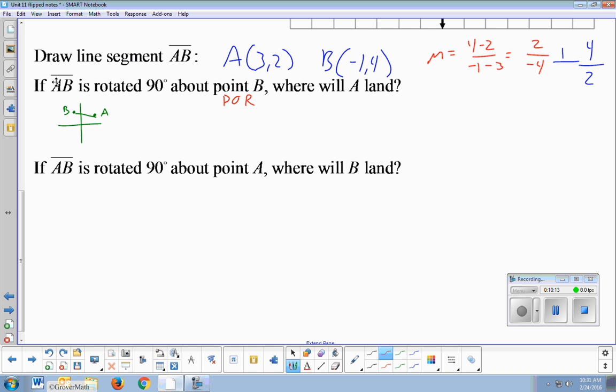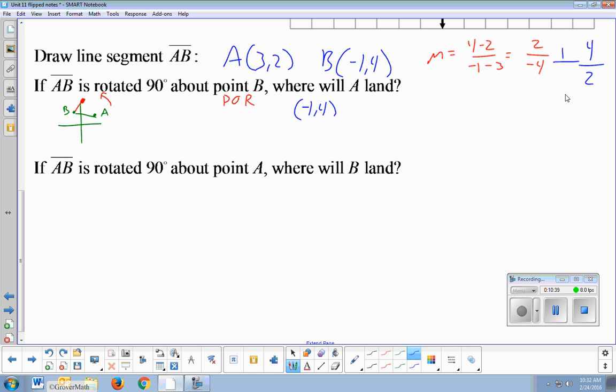And then when I rotate this 90 degrees around B, we're going counterclockwise, it's going to land somewhere over here. And it's helpful to recognize that my new point, my answer, is above point B, because that means I'm going to be using point B as what I change the numbers to. I'm going to increase the y value. All right, so point B is the point negative 1, 4.